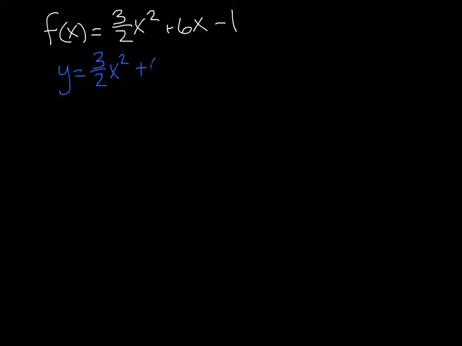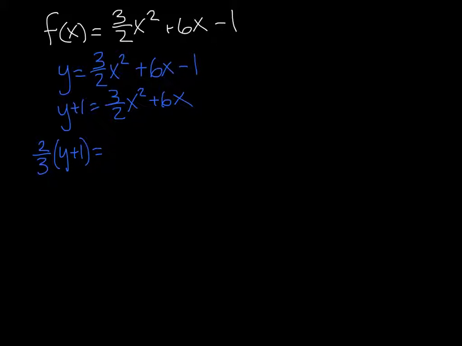This is going to look more like what we were completing the square with earlier to put it into vertex form. The first thing I'm going to do is get this ready to complete the square. So I need to add 1 to both sides. The most important thing to remember about completing the square is you need the coefficient before the x squared to be equal to 1. So in order to do that, I'm going to multiply both sides by 2/3. When I multiply the x squared term by 2/3, I'm just left with an x squared. And then I've got to multiply this, so I've got 6 times 2/3 x.